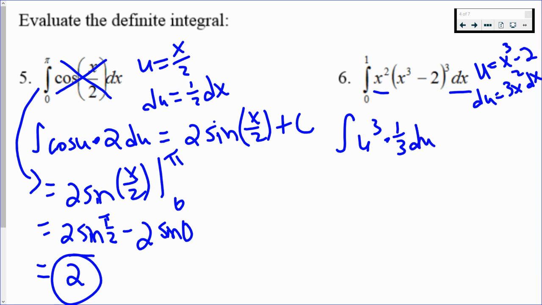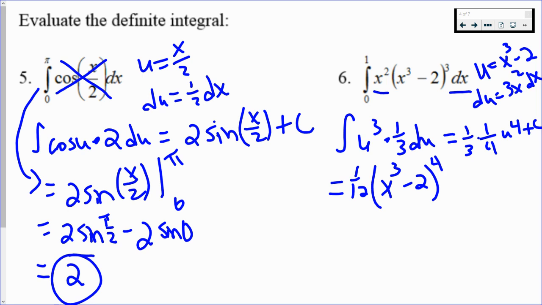Okay, so let's take that integral. 1/3 is just the constant, and then u to the third becomes 1/4 u to the fourth, plus c. However, this is a definite one, so let's rewrite this. 1/3 times 1/4 becomes 1/12 times u to the fourth, so times x cubed minus 2 to the fourth, and we're going from 0 to 1.